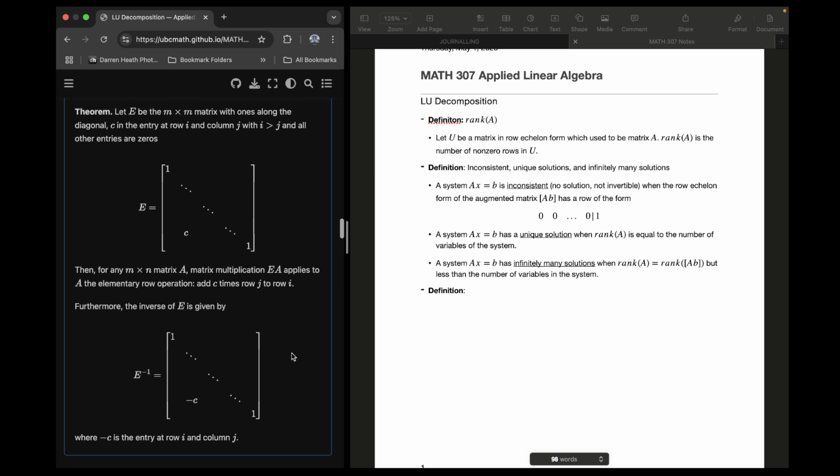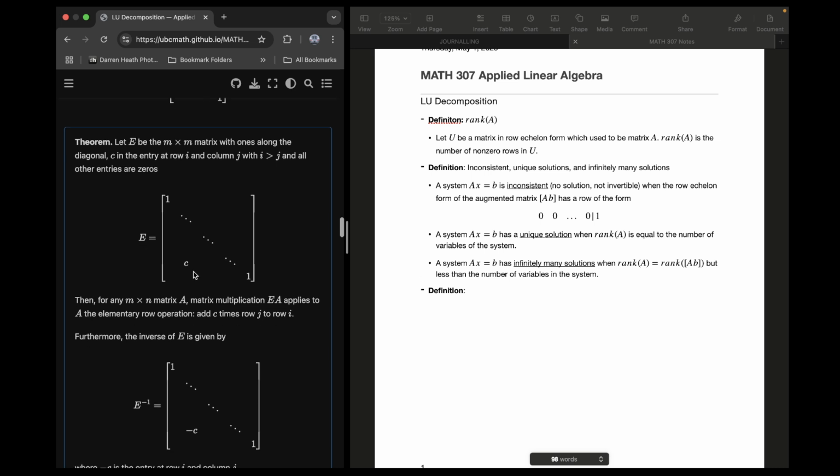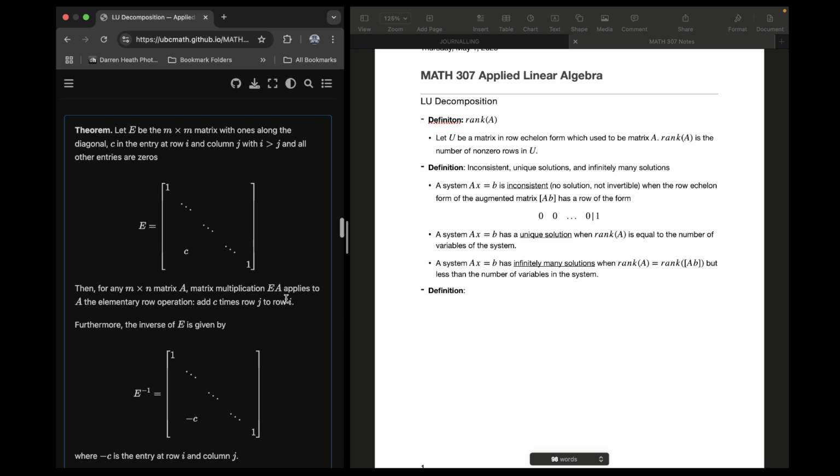Then for any m by n matrix A, matrix multiplication EA applies to A the elementary row operation, add c times row j to row i. Oh, so I see. That's why I think it's using E as like elementary row operation. So this matrix is basically like a formal way to define adding a constant times a row to another row. All right.